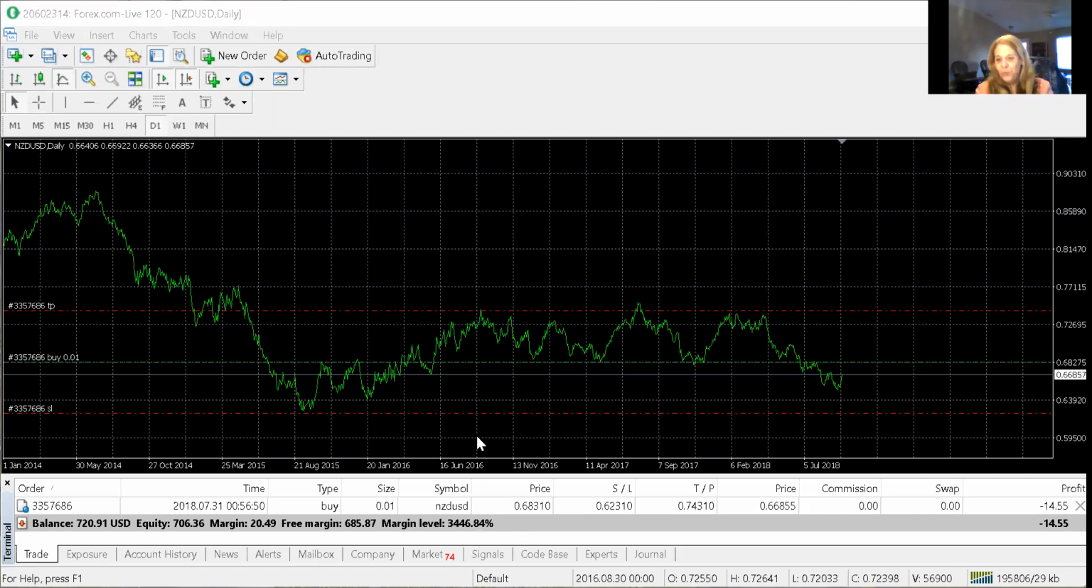Let me refresh what's going on here. This is New Zealand USD, so it's NZDUSD, and I actually have a buy. Now I've been doing this trade, this specific one, since I believe it's June 25th. And when I started this trade, I was at $280.